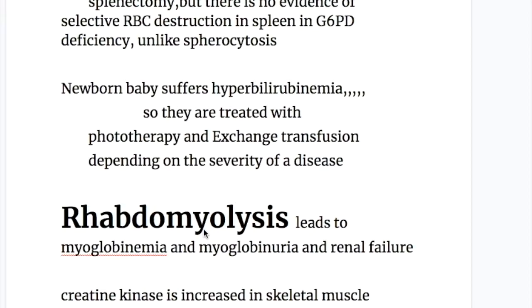Treatment in newborn babies. Newborn babies who suffer from hyperbilirubinemia are treated with phototherapy and exchange transfusion depending on the severity of the disease.